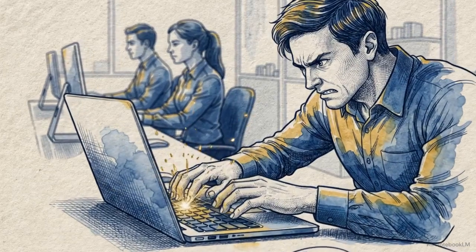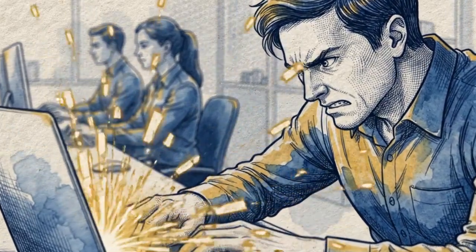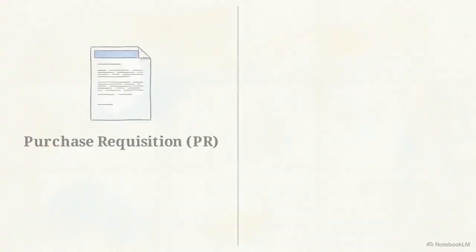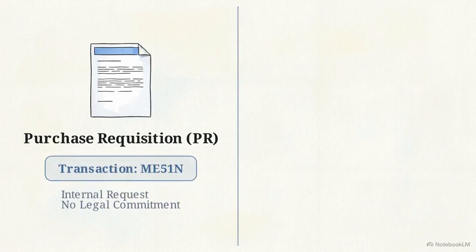Let's look at a practical scenario. Imagine an office department realizes they need to purchase a batch of new laptops. The process begins with a purchase requisition, or PR, created using transaction code ME51N. This is an internal request to the purchasing department and carries no legal commitment.